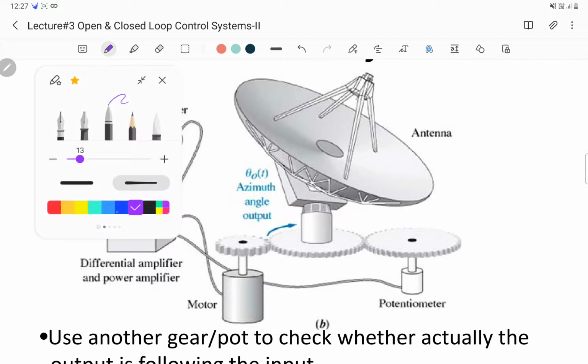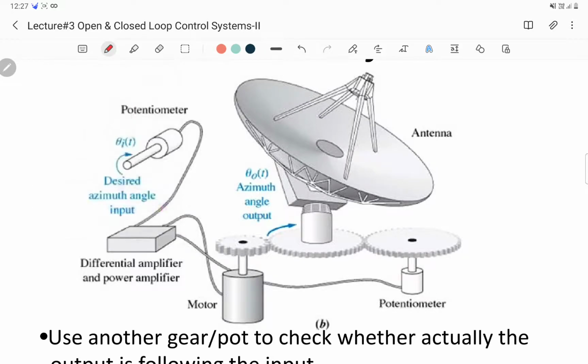Now if we look at it, the first thing we see is that we have the same shaft. Say for example, we want to rotate the antenna by 30 degrees, so we move the shaft by angle theta, which is 30 degrees. This tilt, basically this shaft, changes the resistance of the potentiometer, so that the potentiometer produces a voltage signal corresponding to 30 degrees, and this voltage is fed to a differential amplifier here.